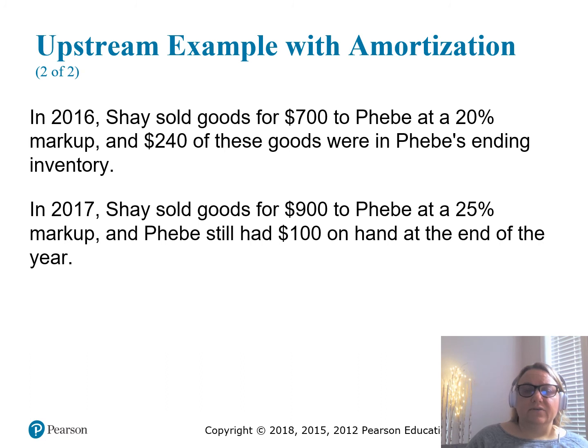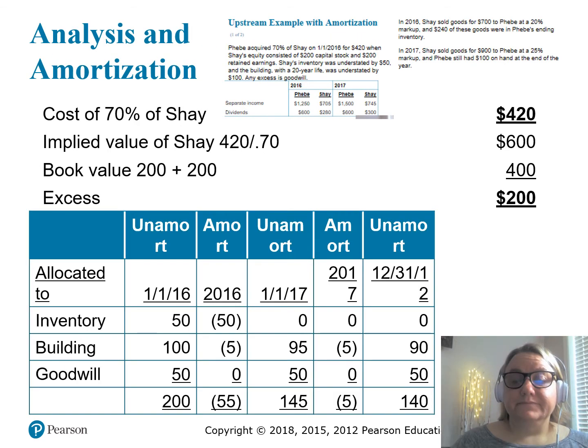Okay, so Shay sold to Phoebe. Phoebe has some ending inventory that hasn't been used. In 2017, Shay sold to Phoebe again at a 25% markup, and there's still some inventory on hand. It's a great example of how we feather all this out. Okay, so we've got a lot going on here, so let's get a schedule going. First off, let's look at the amortization.